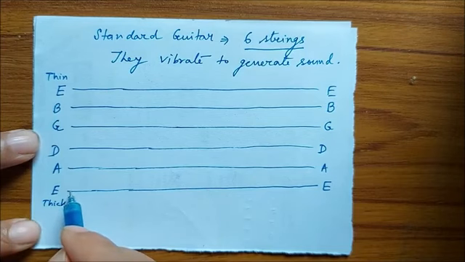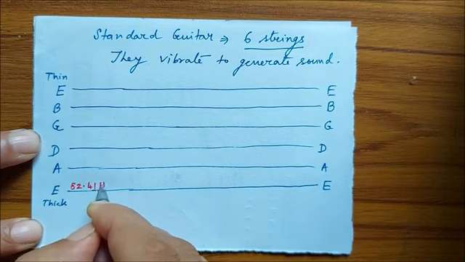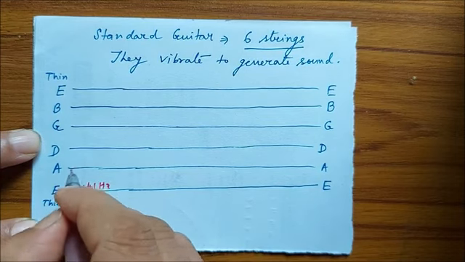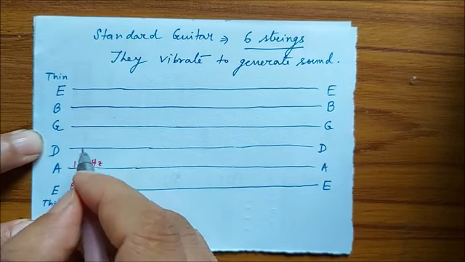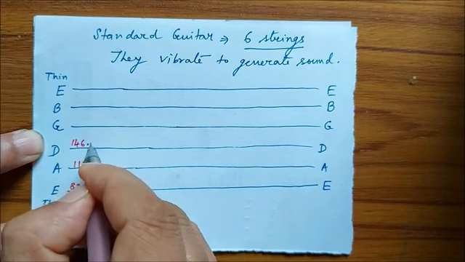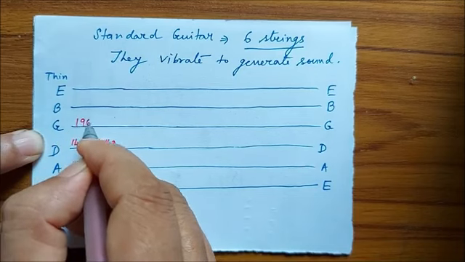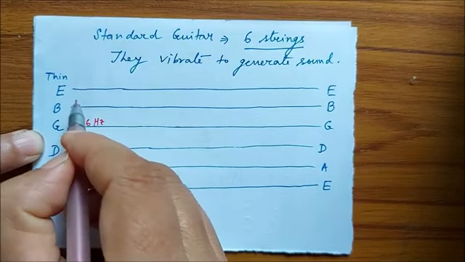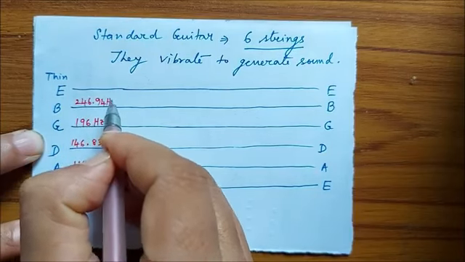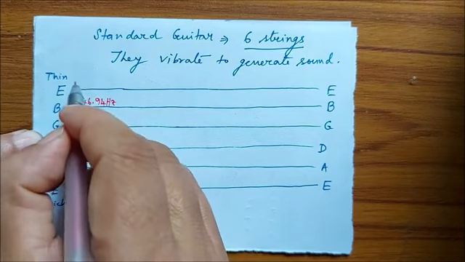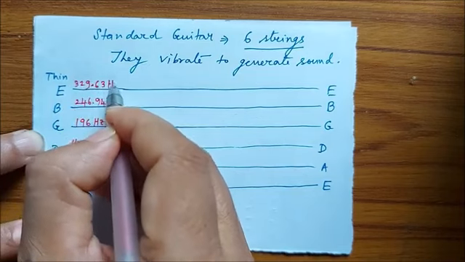The frequency of these strings are, this has the lowest frequency 82.41 Hz. The frequency of string A is 110 Hz. That of D is 146.83 Hz. That of G is 196 Hz. B has a frequency of 246.94 Hz. And this E has a frequency, the largest one is 329.63 Hz.